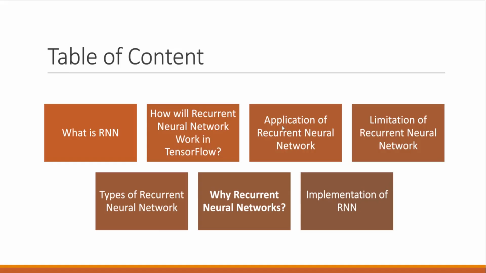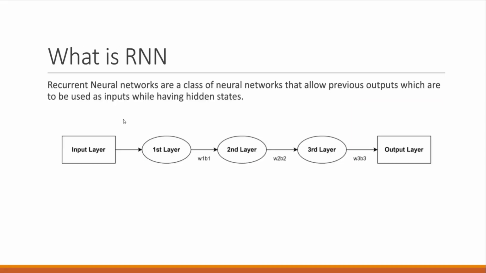After that we will discuss the limitations and the types of neural networks. Also we will discuss why recurrent neural networks are used in TensorFlow. In the end, we will discuss the implementation of RNN. Now first we will discuss what is RNN.